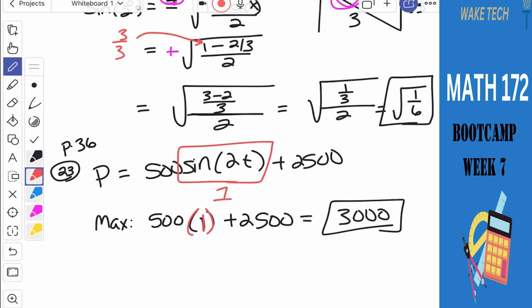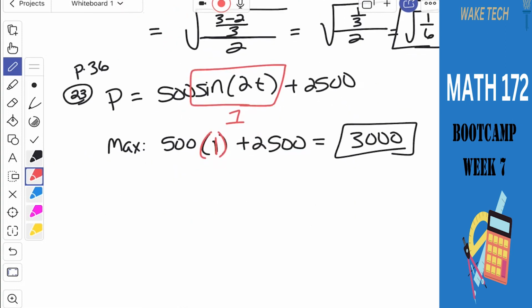Number 10 on page 35. Sure. Which? Oh, 10E. Okay. I thought you wanted me to do all of those. We don't have time for 5 of them. 10E. Yes.